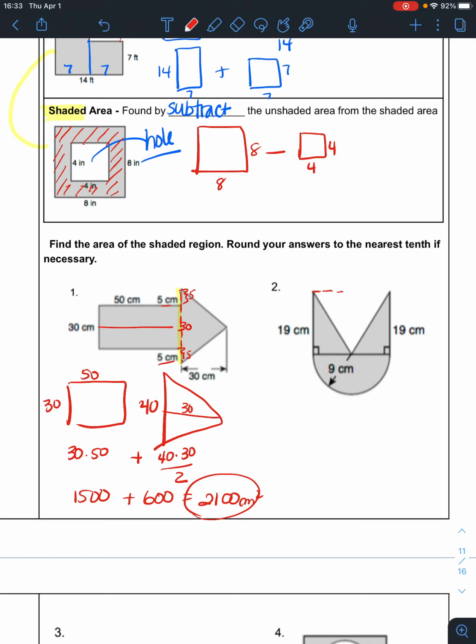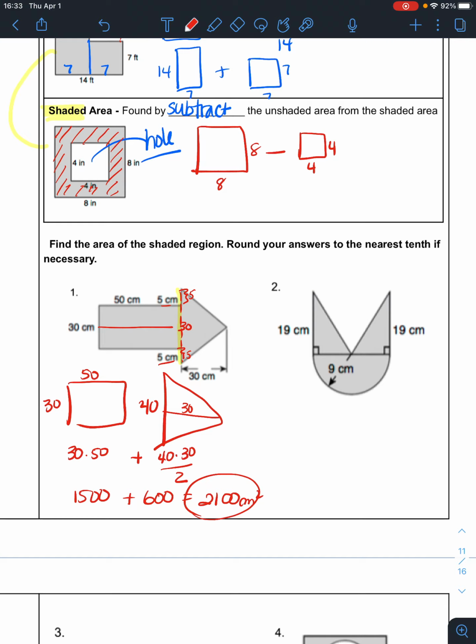Now, in number 2, there are several ways you can look at it. You could say, okay, I see this rectangle that's 19 by 18, and then I want to subtract out the triangle. That totally works. You could take this as one whole piece, 19 by 18, then subtract out the triangle, which is also 19 by 18, so it's half of it, and then add the circle on top of it. That's one way to do it.